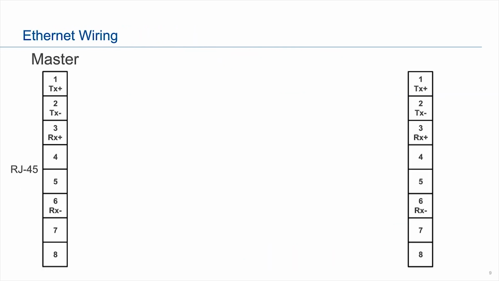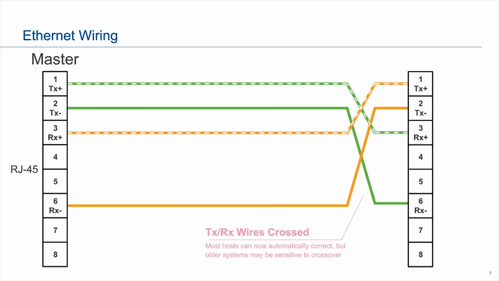Now we'll have a look at Ethernet wiring. Ethernet is just standard Ethernet wiring, and you'll see this in many places. On an RJ45 connector, the transmits are on the first and second terminals, and the receives are on the 3 and 6. You do need to cross the wires, the RX and the TX over, although most modern host devices can automatically detect that and automatically correct for crossover. So that's not generally an issue in today's modern Ethernet communications.